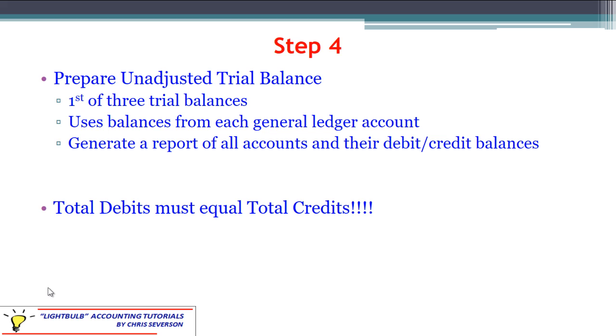This all leads up to that point, after we've been posting to all these various accounts, every account will have some balance, or it may be zero. We pull all of these balances together, and we use it to prepare what's known as an unadjusted trial balance. This is the first of three trial balances we'll be talking about. This is a report summarizing what the balances are from each of the general ledger accounts, and it shows whether the balance is debit or credit. The key rule here: it's called a trial balance because we have to test to make sure that the debits do indeed equal the credits. If they don't, something's wrong.